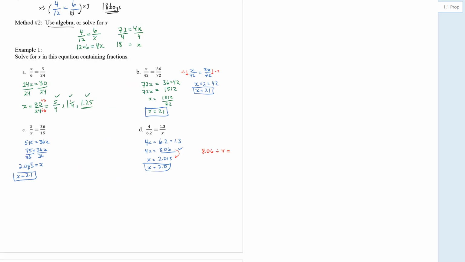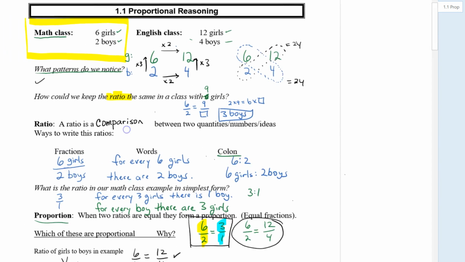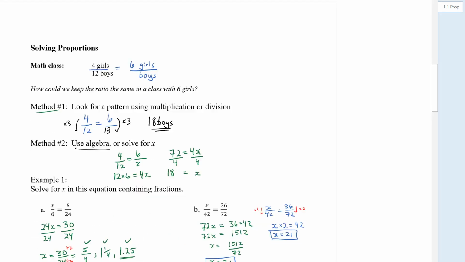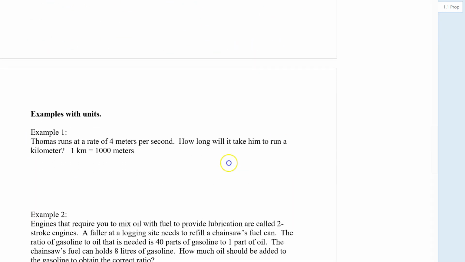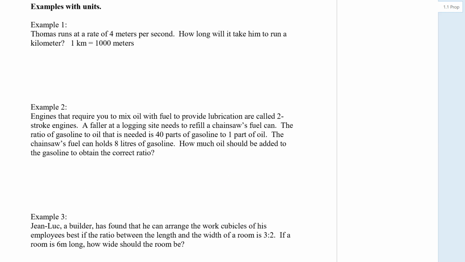Okay, and so that's the end of this portion of the lesson, and so I hope that all makes sense to you. In the next video, still the same lesson, I'm going to do a few examples of word problems that have units.